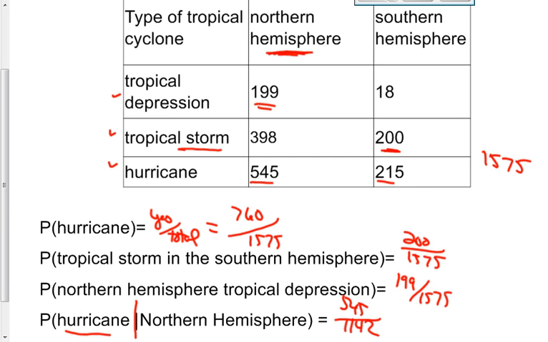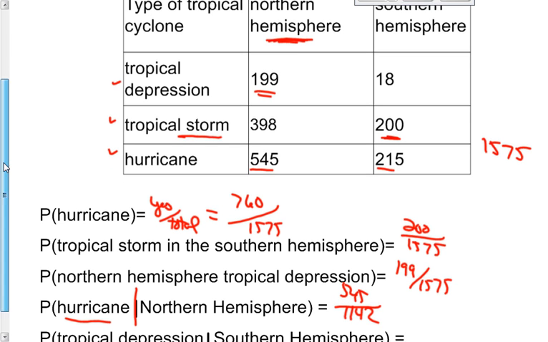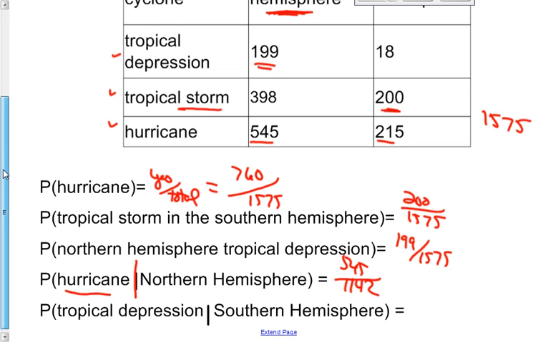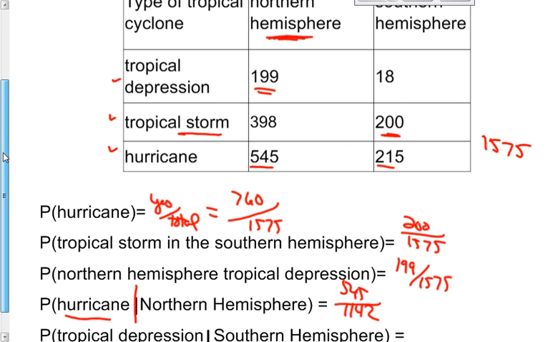Hopefully you're going to get 1142 for that when you add all of those together. And then the last question that I had here is, what's the probability that we have a tropical depression given that it is in the southern hemisphere? Tropical depression given that it's in the southern hemisphere. Here's tropical depression, and here's southern hemisphere, new total.